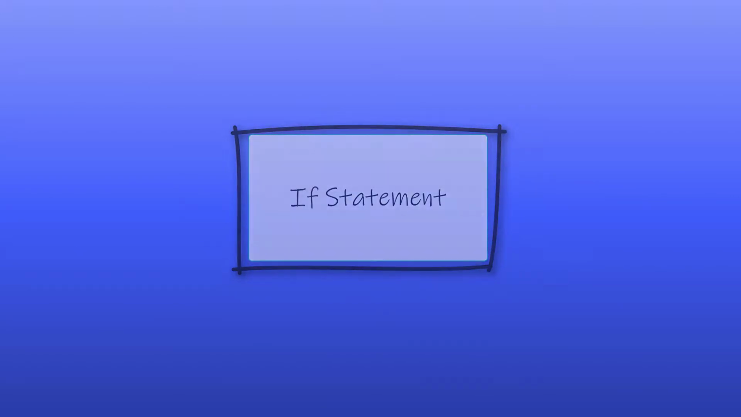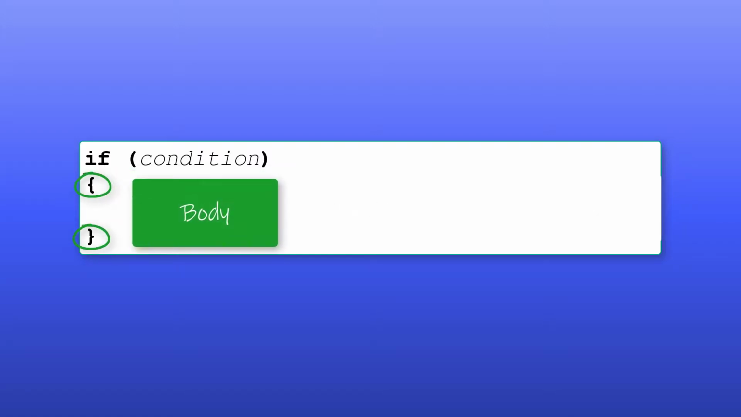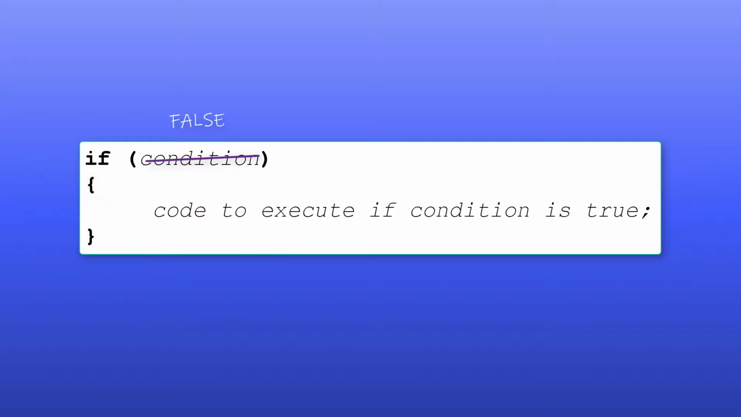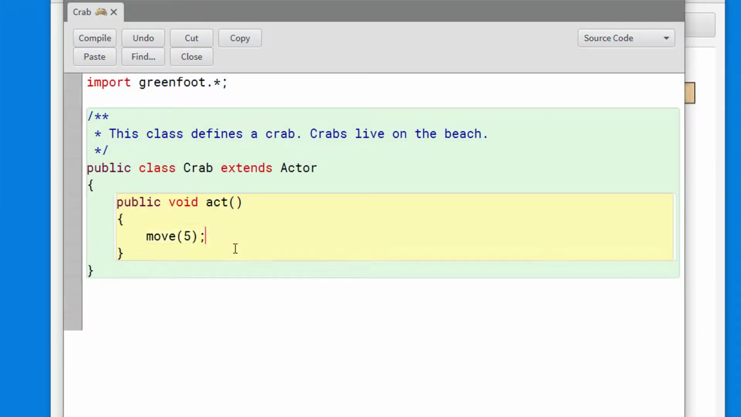The generic layout of an if statement is this. The parts in italics should be replaced with actual code. If the condition is true, then the statements inside the if statement are executed. The body of the if statement is defined by the opening and closing curly braces, so any statements inside those are executed in order when the condition is true. If the condition is false, the body is completely skipped. In either case, any code that happens to come after the closing curly brace of the if statement then continues normally. Let's put an if statement inside the act method.